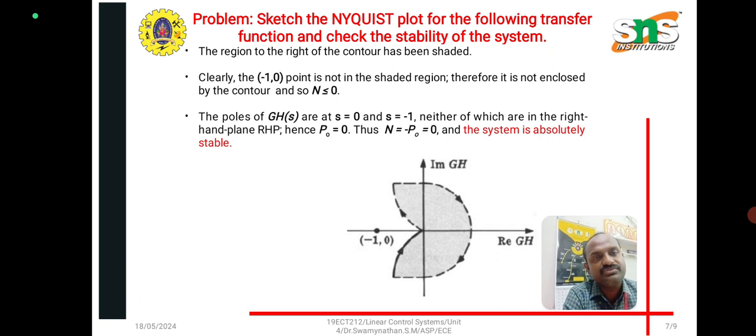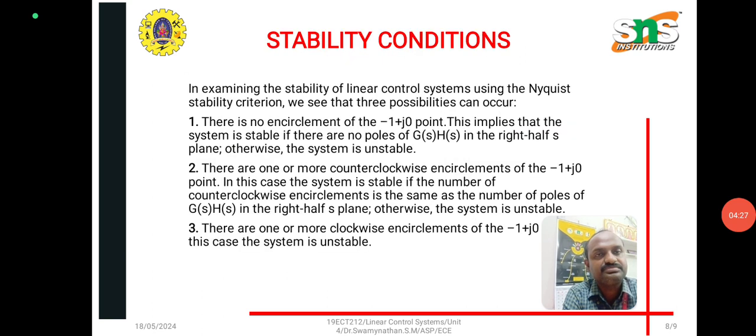The poles of G H of s are at s is equal to 0 and s is equal to minus 1, neither of which is in the right hand side of the s plane, the RHP. Then P naught is equal to 0. So N is equal to minus P naught, equal to 0. So the system is absolutely stable. So you can find whether the system is stable or not using this function.